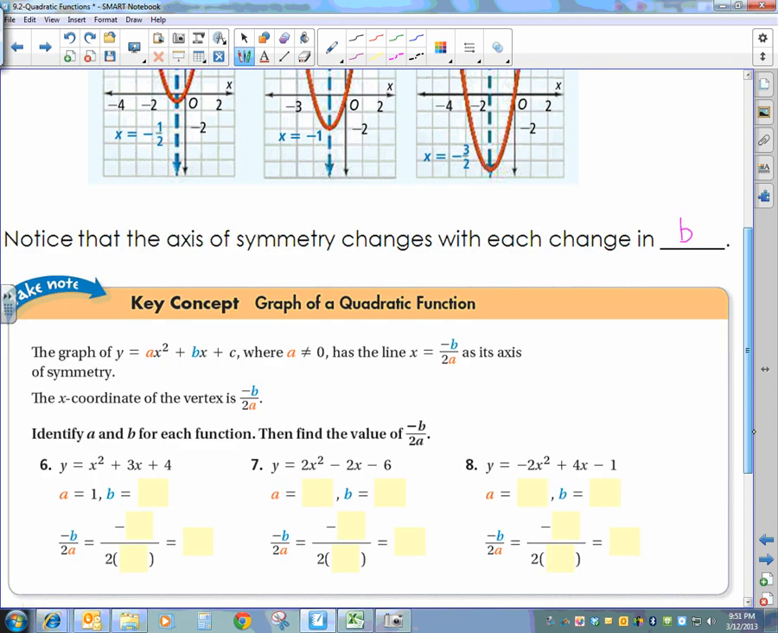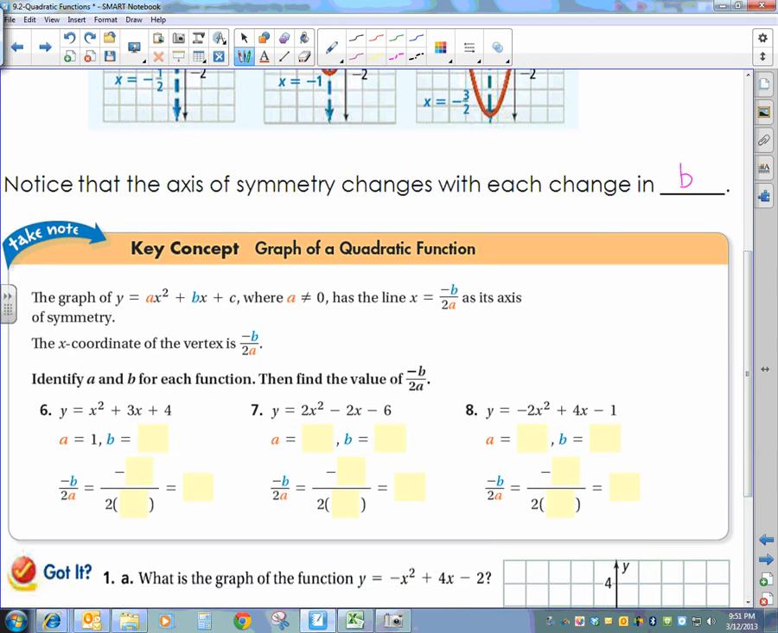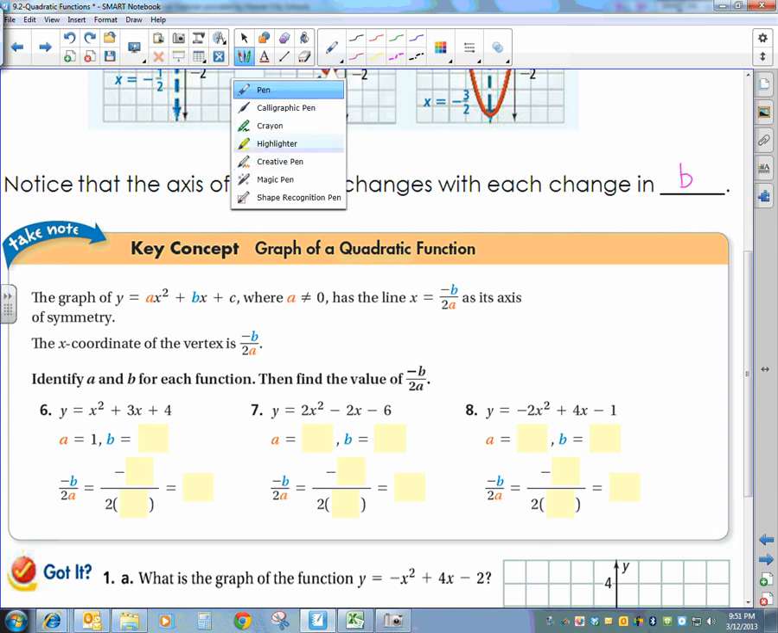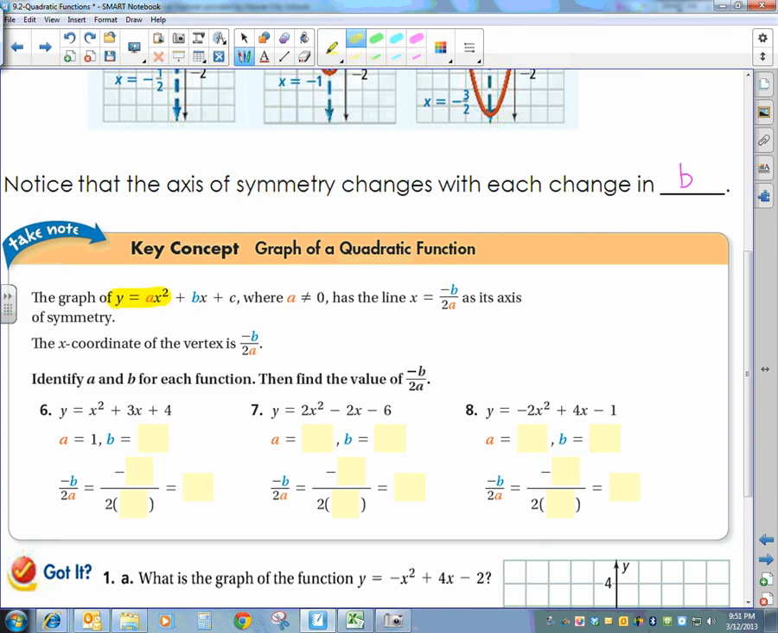So this is one way that we're going to find the vertex. It's going to be easier than what we've done before. When you have y equals ax squared plus bx plus c, remember this is our standard form, then x equals negative b over 2a is the axis of symmetry and the x-coordinate of our vertex. So it's a really important value to be able to calculate from the standard form.